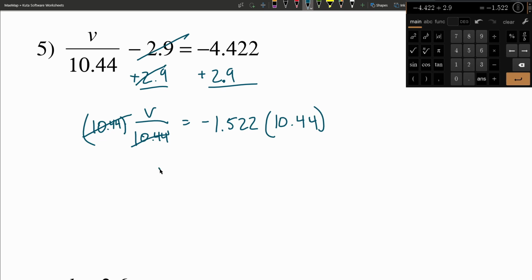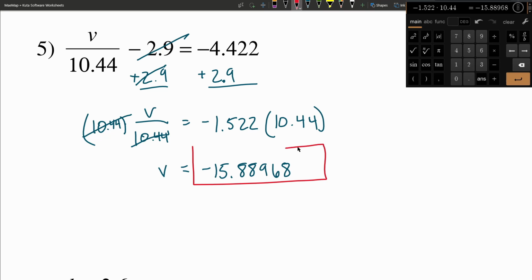performing those same exact operations. So we're going to have that v is equal to, let's go back to our calculator, negative times positive is going to be a negative. So taking our negative 1.522 and multiplying it by 10.44, we're going to get negative 15.88968. Let's move on to number 6.